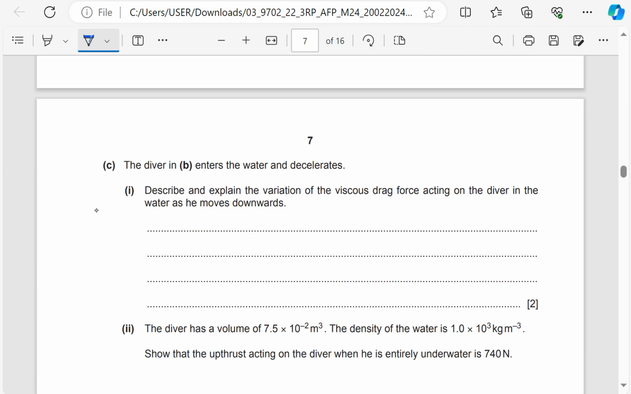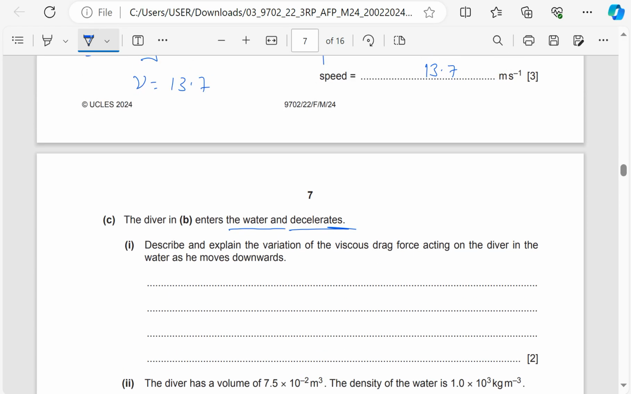Then the diver in B enters the water and it decelerates. Decelerates meaning that it slows down. So that means the speed decreases. And of course, if the speed decreases, the drag force also decreases. Remember, the frictional force is always directly proportional to the square of the speed. So if the speed decreases, the drag force decreases.